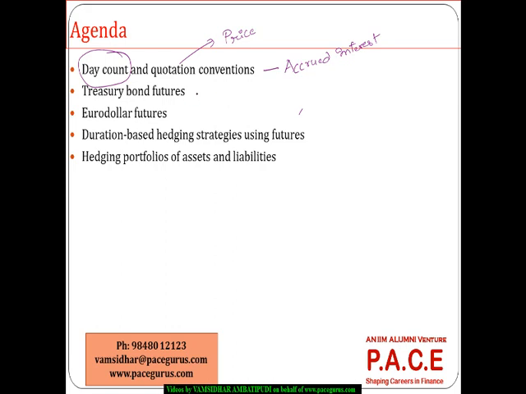Then specific kinds of futures which are interest rate based, wherein we'll talk about the treasury bond futures. What are the key significant elements associated with the treasury bond futures? We'll spend some time discussing the Eurodollar futures. Then, if I am hedging using futures, how can I use duration as a mechanism to hedge using the futures? And overall, the hedging of a portfolio of assets and liabilities using the futures. This is what we are going to look at here.